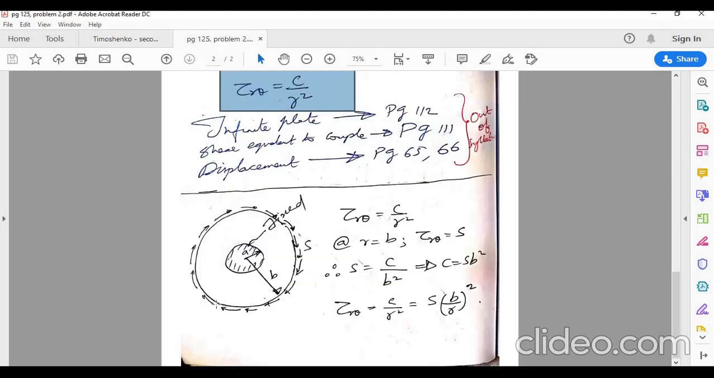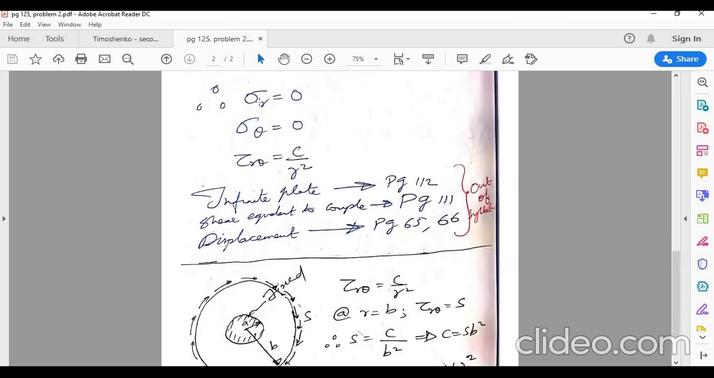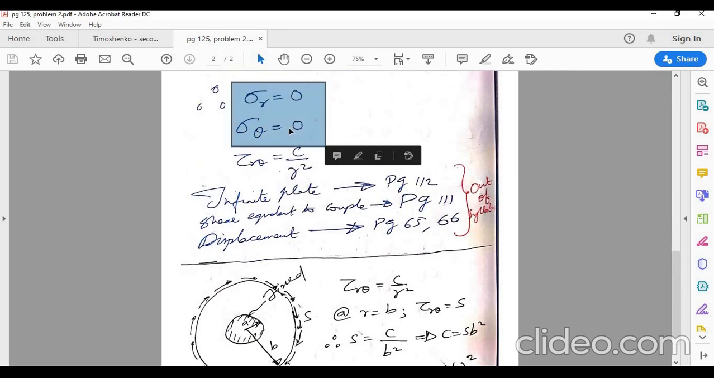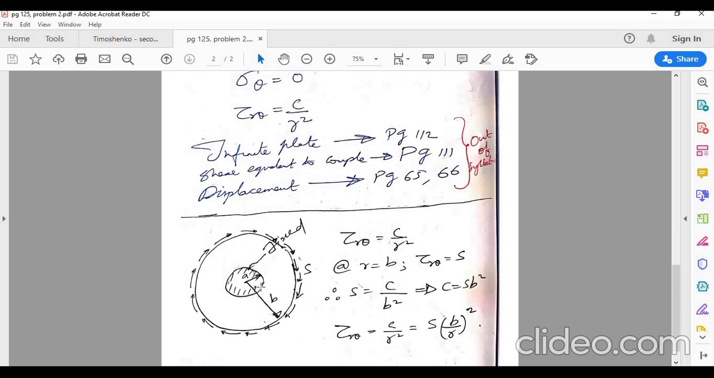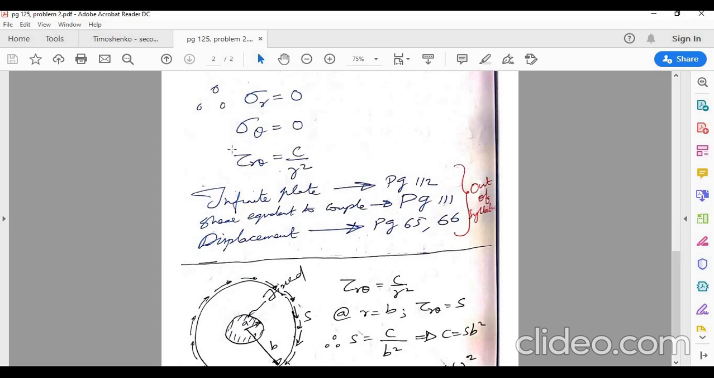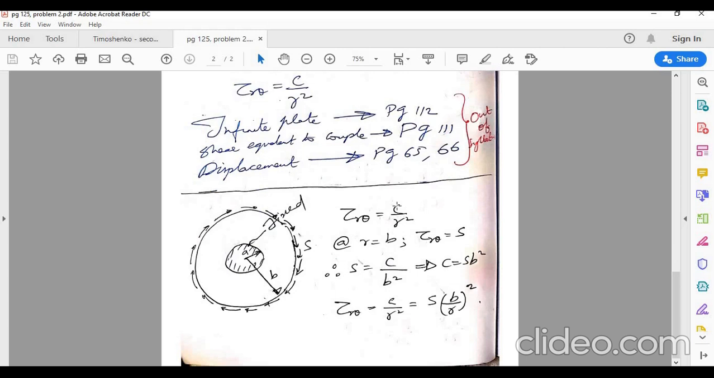So let us assume you have an annular disk, internal radius a, external radius b, and it is subjected to a shear s. Now we know that sigma r and sigma theta are 0 anyway. So strictly speaking, you also cannot have a boundary condition which is having a non-zero sigma r, because it is 0. So this is the only possibility. For this possibility, tau r theta is given by this expression, where c is a constant.